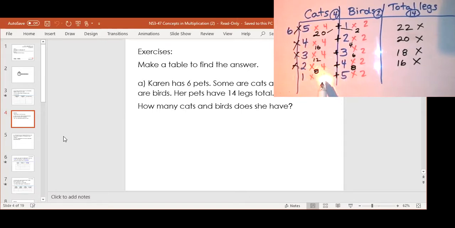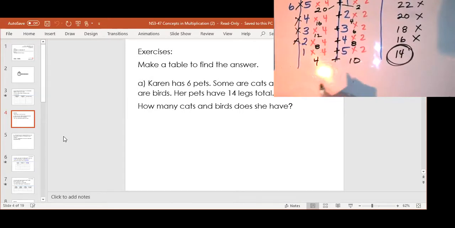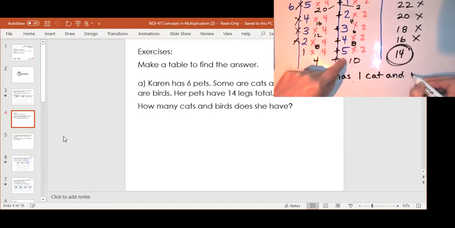And you can't see that. That's a 4. 1 group of 4 is 4. And 5 groups of 2, 10. 4 plus 10, 14. So we've got the answer. So now you have to write a sentence to show your answer. And usually when you're solving problems, you write a sentence to finish it. So you would say, Karen has 1, this is how many cats. Remember, 1 cat and 5 birds.